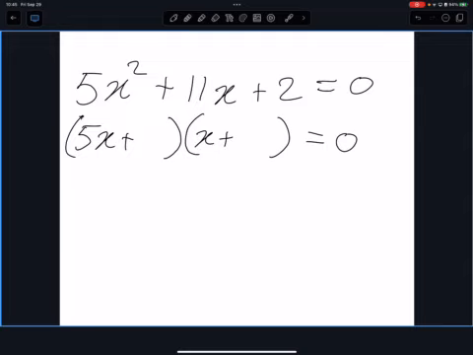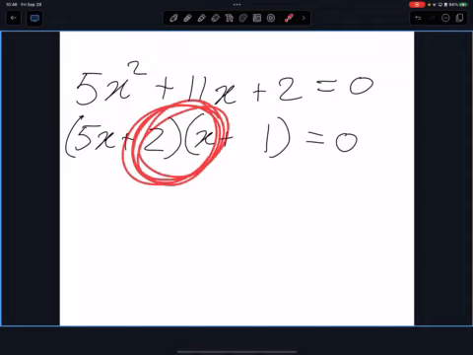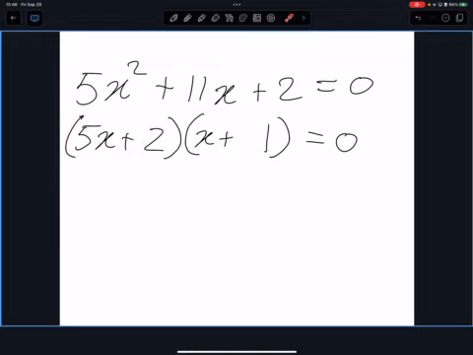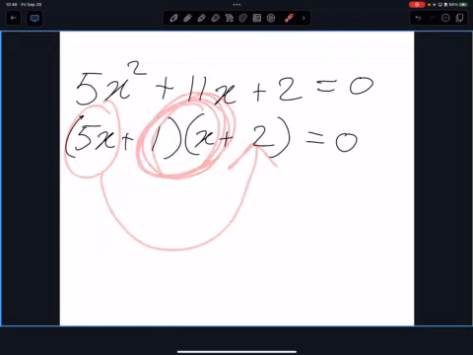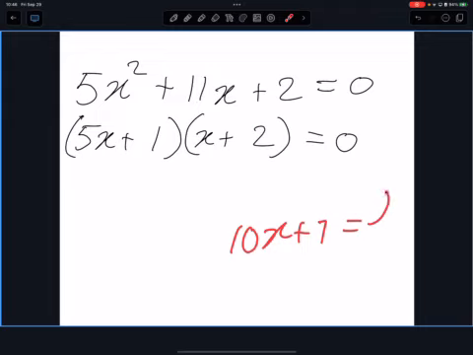Something multiplied by something equals 2. There's only one solution, that's 2 and 1. So it's either 2, 1 or 1, 2. Those are the only possible solutions. You go with the first one: 2 times x, 2x, plus 5x times 1, 5x, so 5x plus 2x is 7x, so it's not that one. So it's 1 and 2. 1 times x is x, 5x times 2 is 10x, 10 plus 1 is 11. So that is the answer.